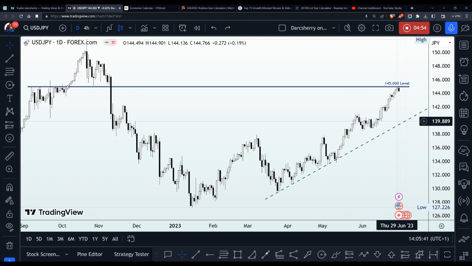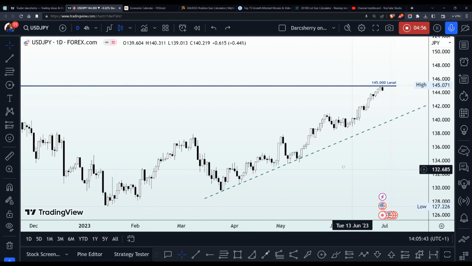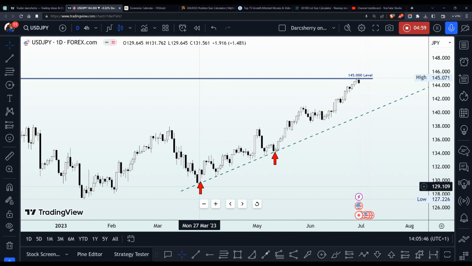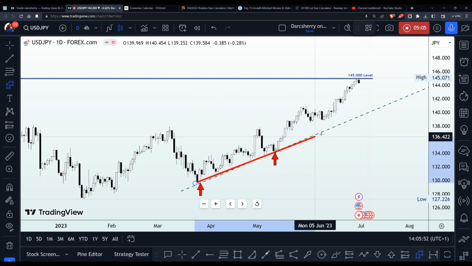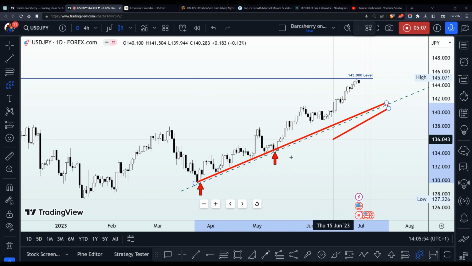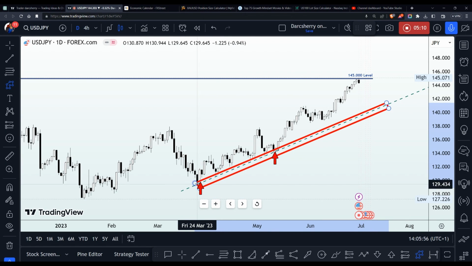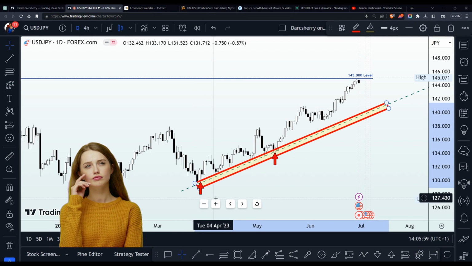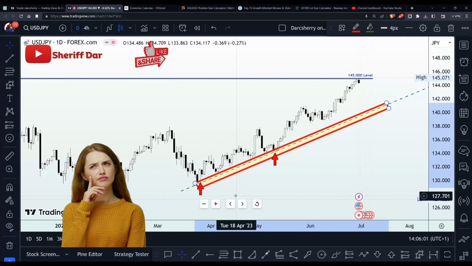Then, in addition to that level at the 145.00 level, is a trend line which I was able to identify after connecting the series of higher lows since the month of March, and we have a very beautiful trend line to work with.